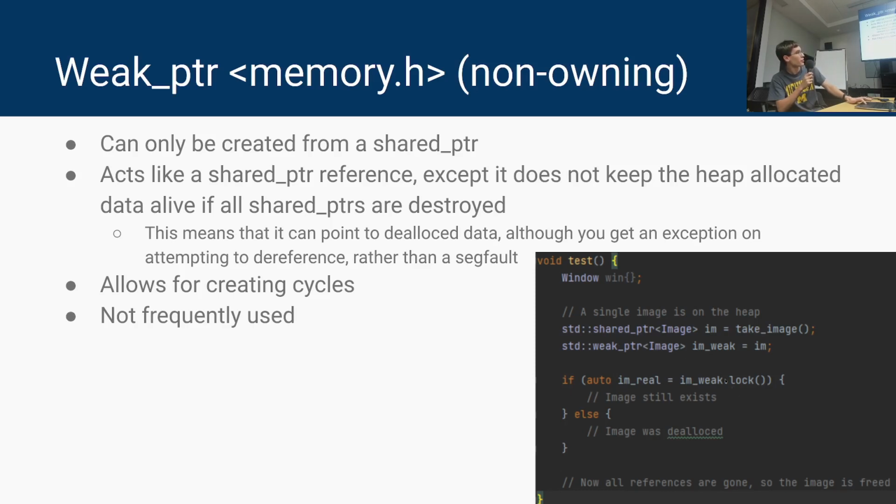And then there's this function called lock. And what lock does is, actually I don't know what it returns. I think it returns std optional. I could be wrong though. But basically, lock returns an object that's false if the shared pointer has been deallocated, and true if it's still there. So for example, to get that image, if lock returns true or a truthy value, that will be the image, and we can use it. That's the same as getting it from the shared pointer.